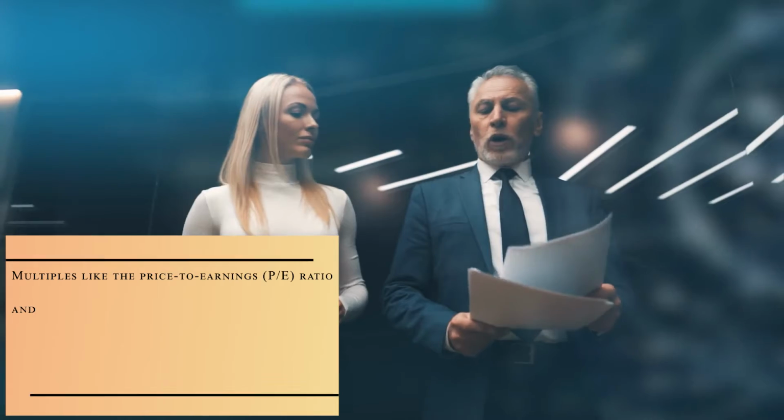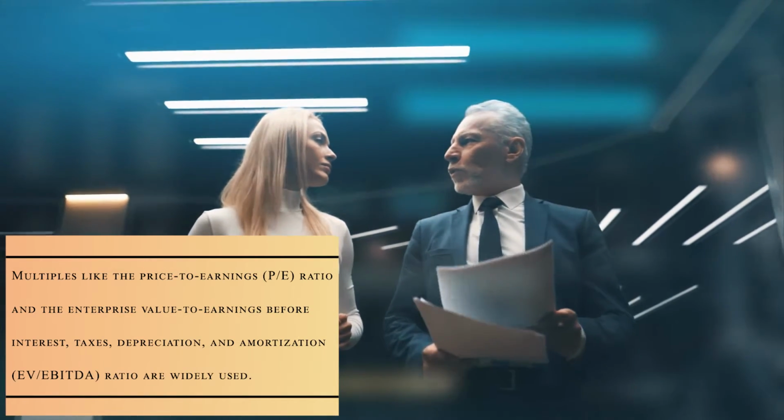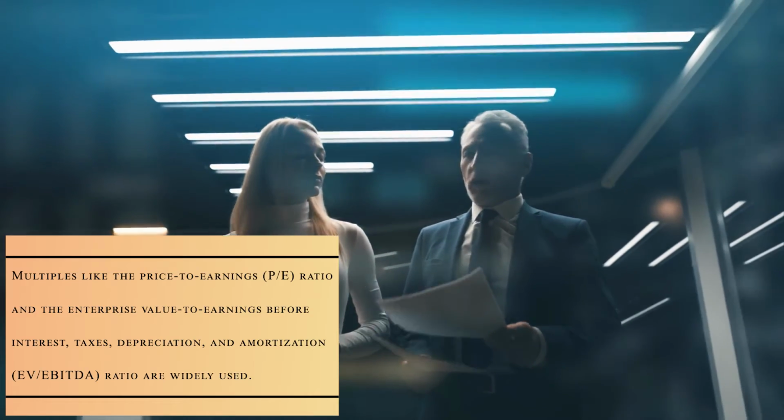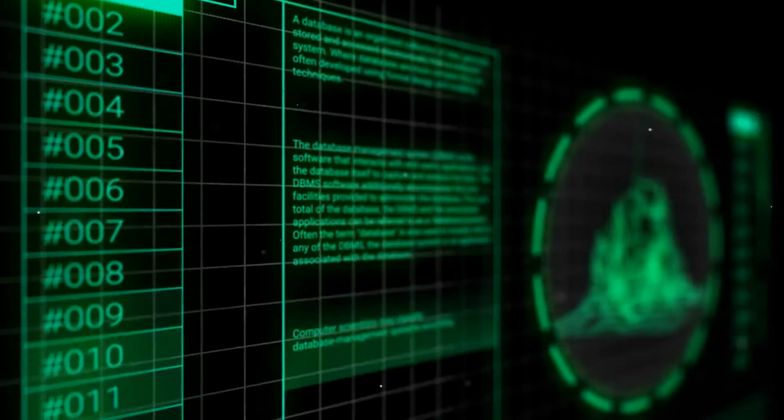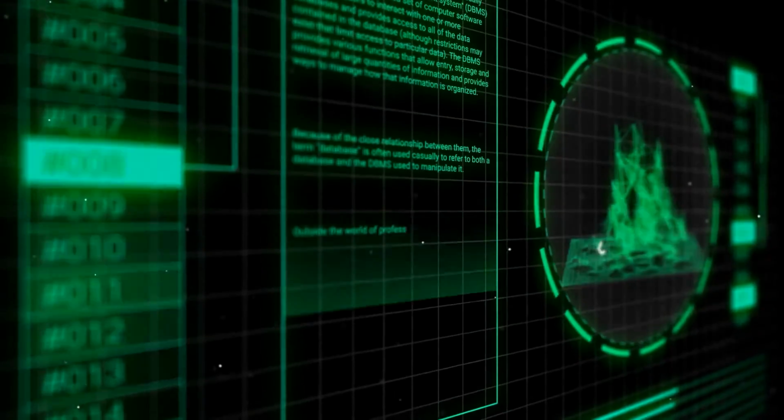Multiples like the price to earnings (PE) ratio and the enterprise value to earnings before interest, taxes, depreciation and amortization (EV/EBITDA) ratio are widely used. Comparable company analysis is an effortless technique to use. The identification of actually similar firms, however, presents the greatest difficulty.